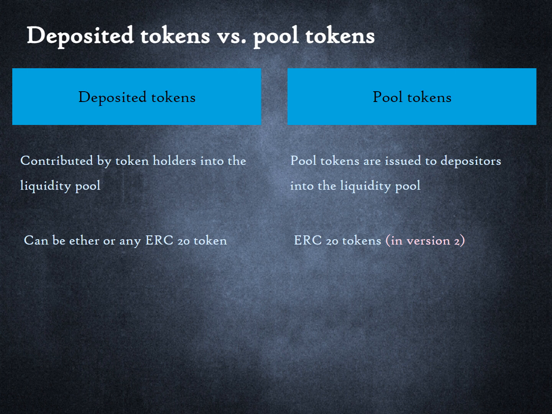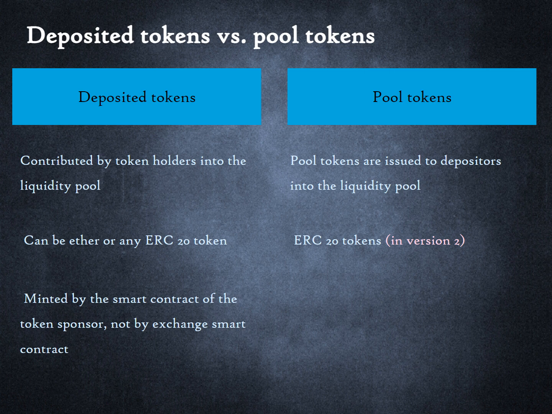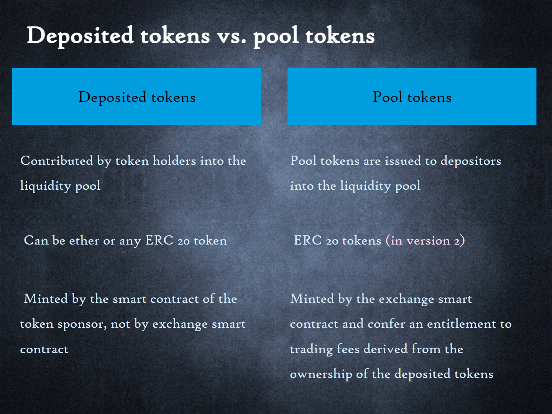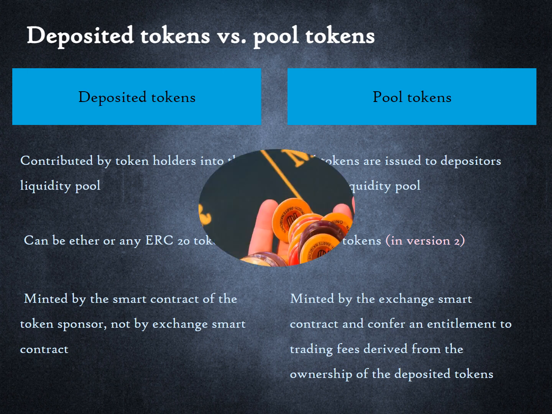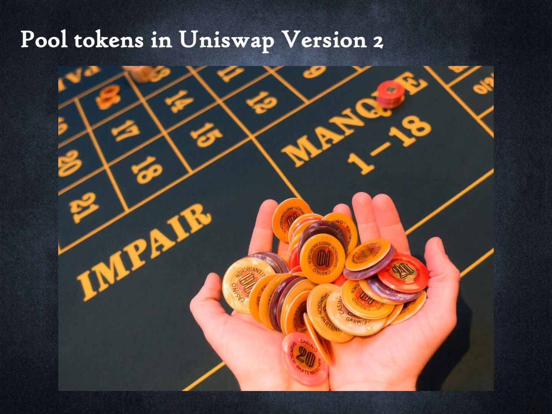Deposited tokens are minted by the smart contract of the token sponsor, not by the decentralized exchange smart contract. Pool tokens, on the other hand, are minted by the exchange smart contract and confer an entitlement to trading fees derived from the ownership of the deposited tokens. The mechanism by which pool tokens work underwent a significant design change in 2021 when Uniswap version 3 was launched. In this lesson, we will learn how pool tokens in version 2 worked. In the next lesson, we will learn of changes in version 3.